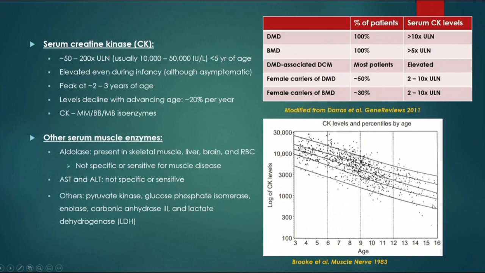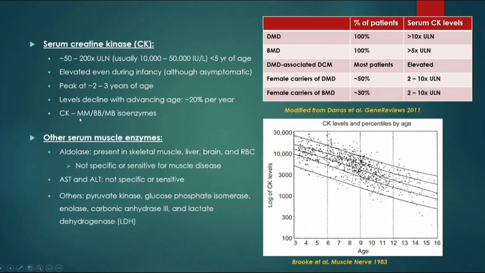So if you are screening a patient who is 16 years old, they may have only mild or moderate elevation of CK. That should not lead us away from the diagnosis at that point, if we know this natural course. And that mainly happens because of the loss of the dystrophic muscles. So there's a decline in the CK.